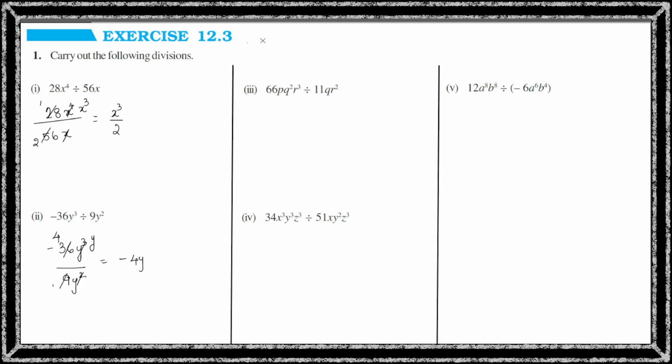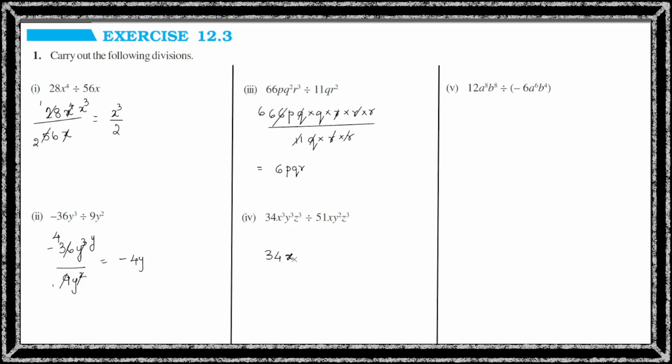That is my answer. Now in the third question I have 66pq square r cube by 11q r square, right? So now I have 1 q I can cancel, 2 r's I can cancel, right? So I have 6pqr, right? So that is my answer.